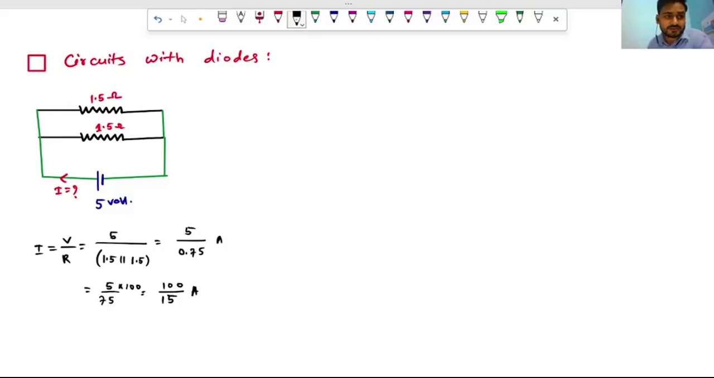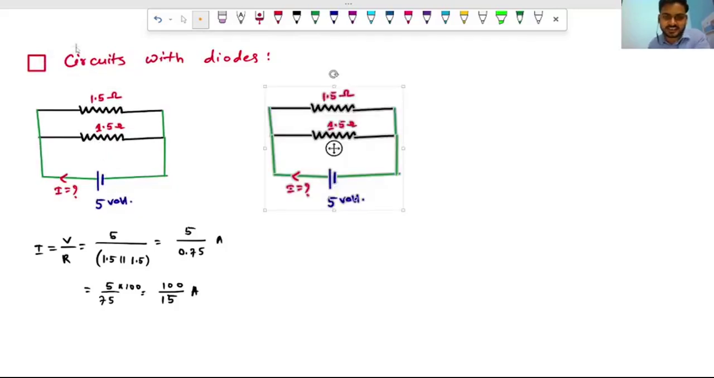Now we will take the same circuit, but we will just change the polarity of the battery. It is 5 volt, fine. Now we will change the polarity, so this side will be the negative terminal and this side will be the positive terminal.